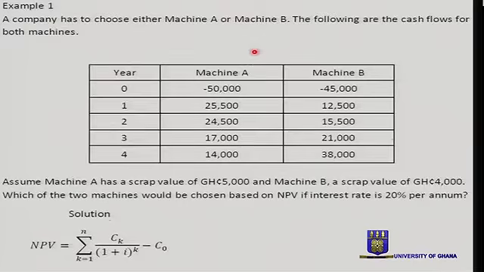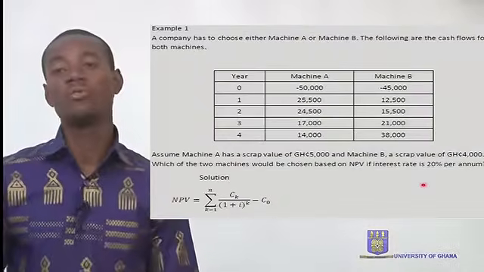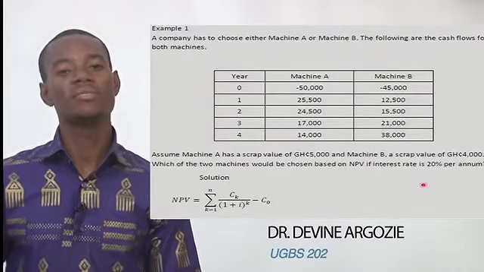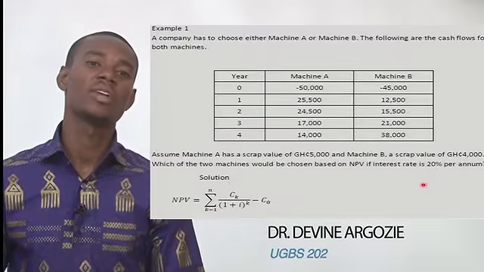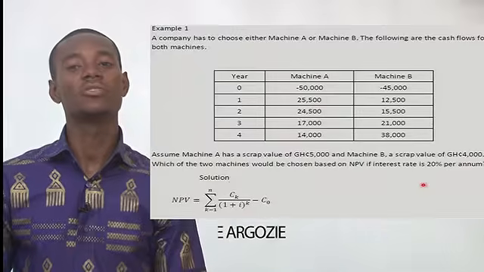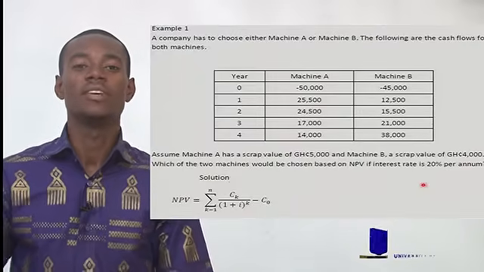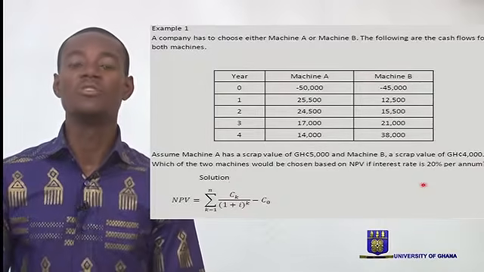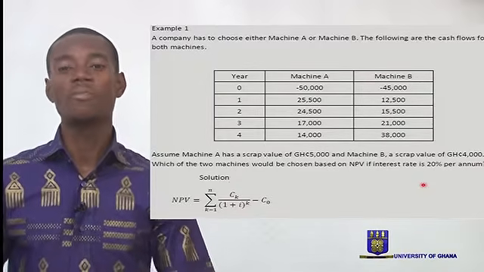But look at this, a very interesting case here. The second part of the question said to assume machine A has a scrap value of 5,000 and machine B has a scrap value of 4,000. What are scrap values? Just another name for it. If you're doing accounting, you call it residual values. There are certain instances when the machine has exhausted its useful years. You could probably sell it off at some reduced value, which we call the scrap value.